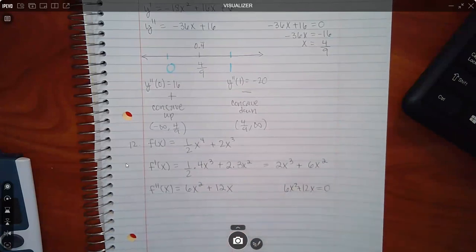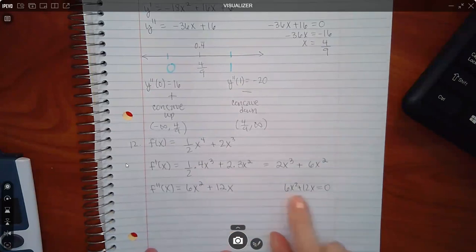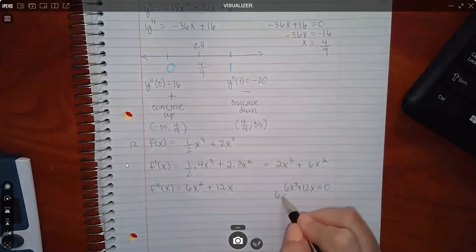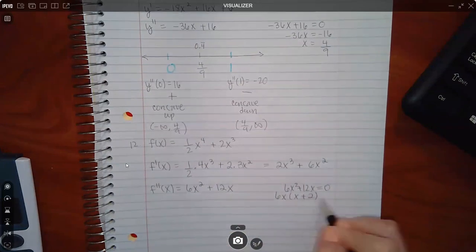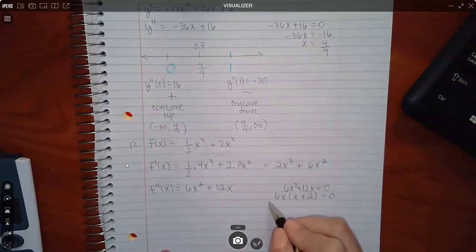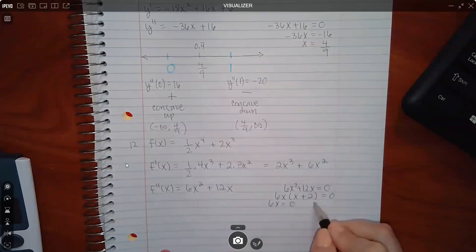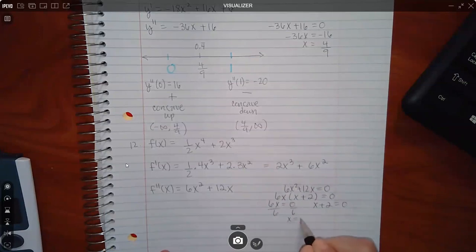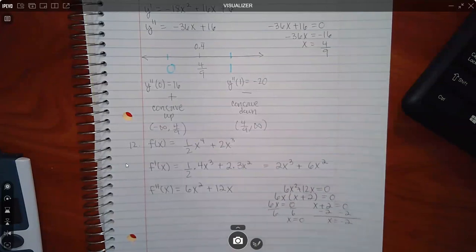And so how do I get my critical number? I said 6x squared and 12x equal to 0. Could you take out 6x, right? So then you're right, each factor we have to get equal to 0. Here, when I divide by 6, I just get 0, right? And then here, when I minus 2, I get negative 2. So these are possible points of inflection.